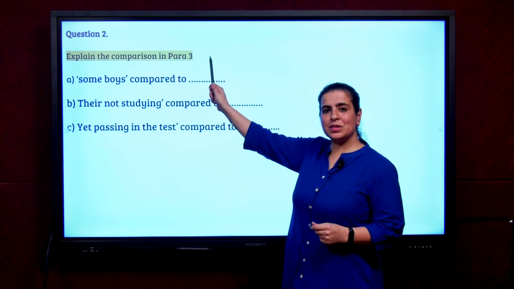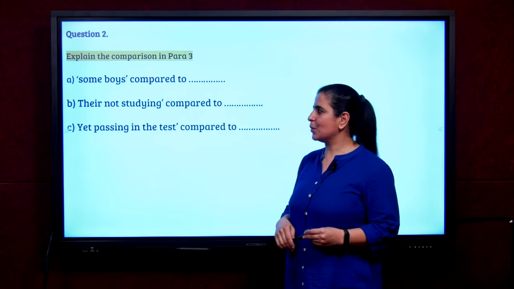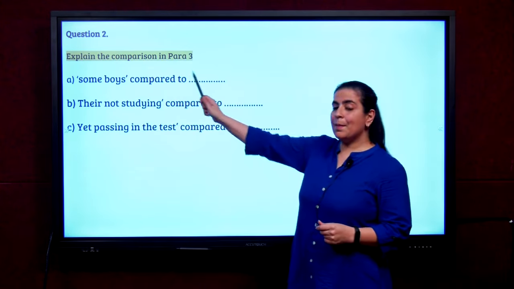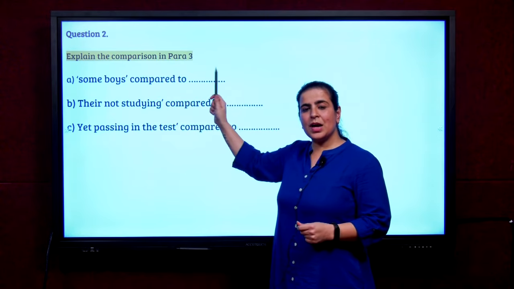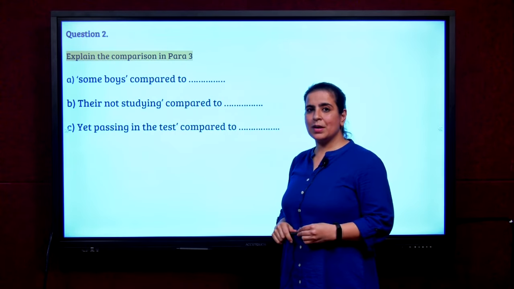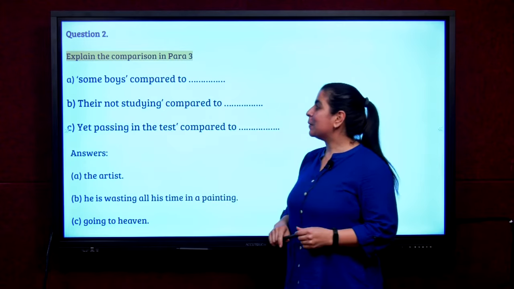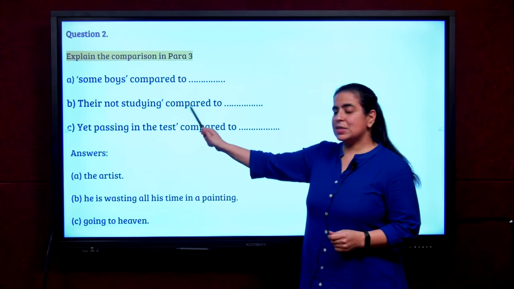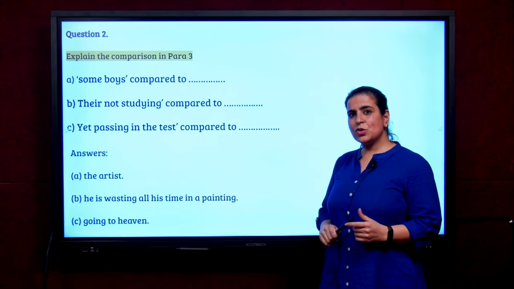Now let's go to question number 2, which is again on page number 5. Explain the comparison in para 3. You can go back and read the para 3 and then answer the questions with me. Now some boys in the story are compared to the wrong man, right? Now who's the wrong man in the story? You're right, the artist himself.